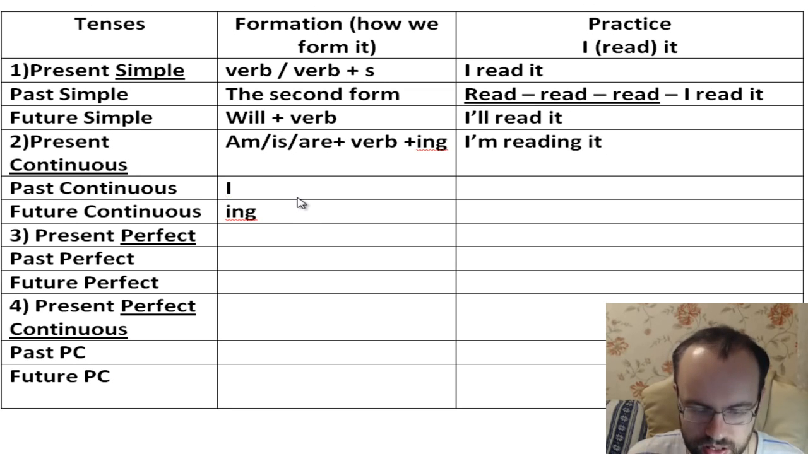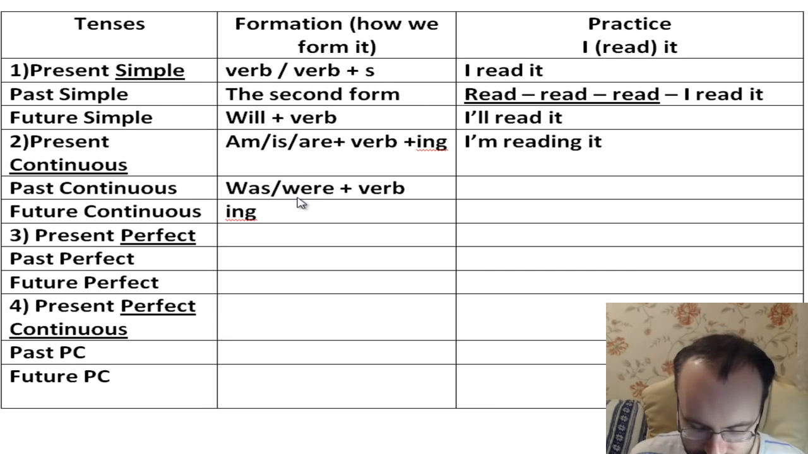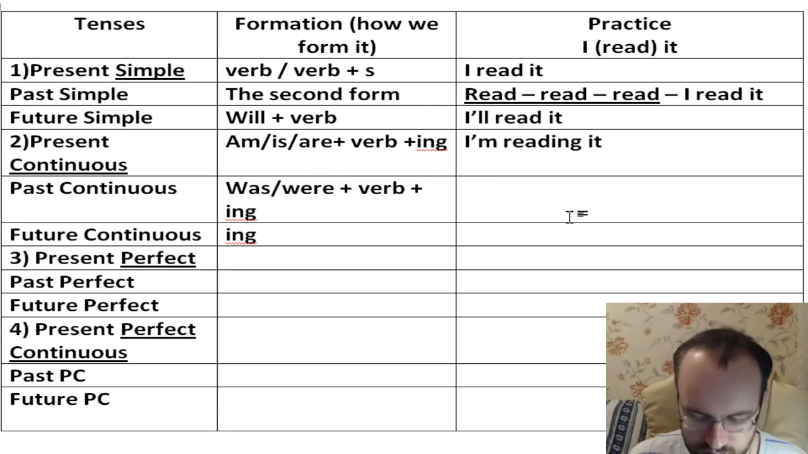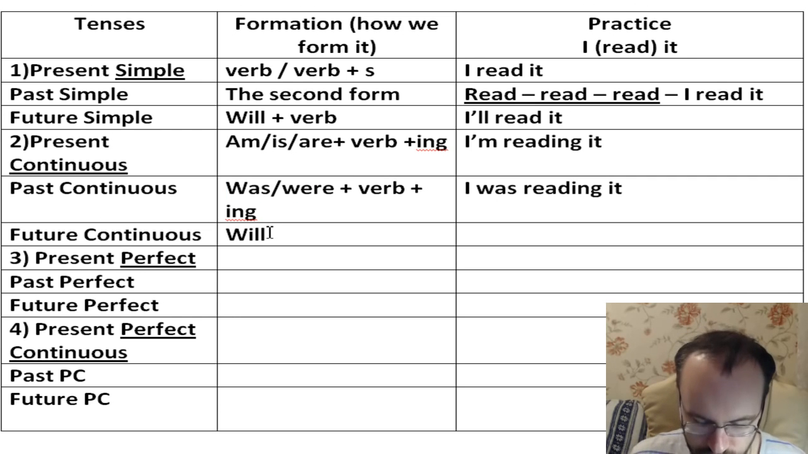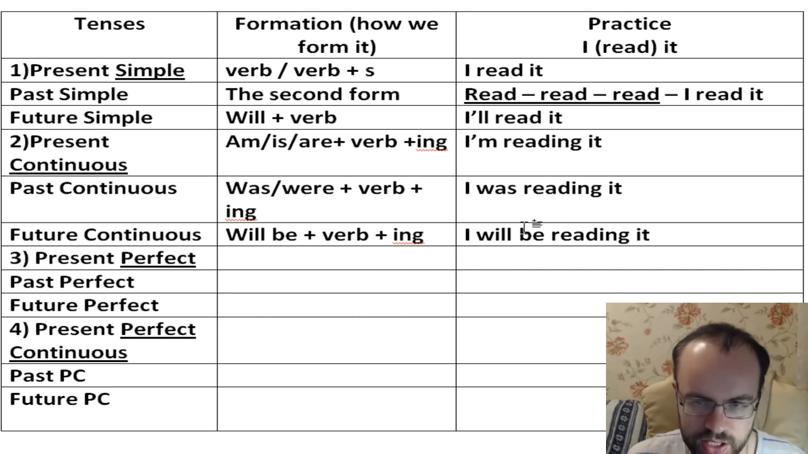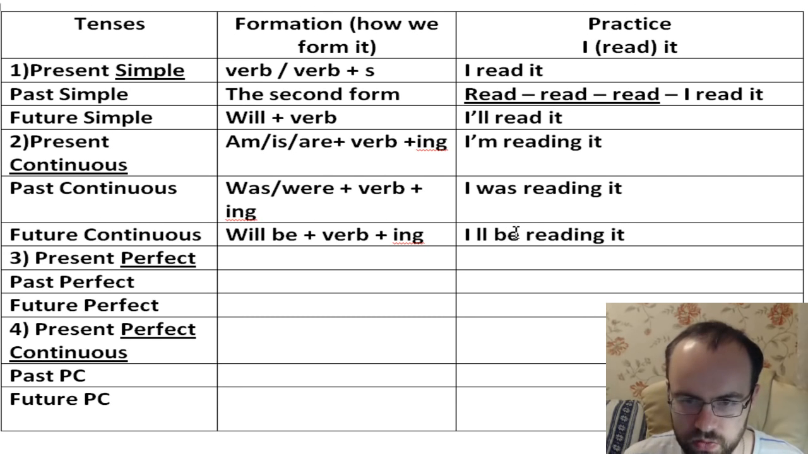Next, past continuous. It's was or were plus verb plus ing, and you say I was reading it. You know that I, he, she, it was; we, you, they were. Future continuous is easy to form: will be plus verb plus ing. You can say I will be reading it, it's a long action, or we mostly use short forms, so you'll have I'll be reading it.